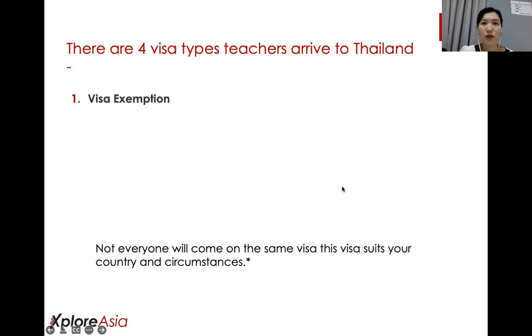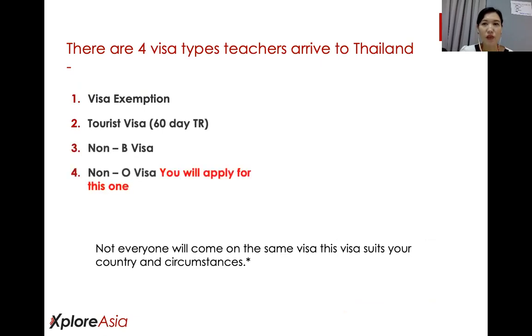There are 4 types of visa that teachers coming to Thailand with Explore Asia may have. The visa exemption is the 30-day visa, only for South Africans. The tourist visa is 60 days. The non-B visa is the working visa. And for you, it is the non-O visa that you need to apply for. This is the volunteer visa, for people who come for a short period of stay, like 3 months.